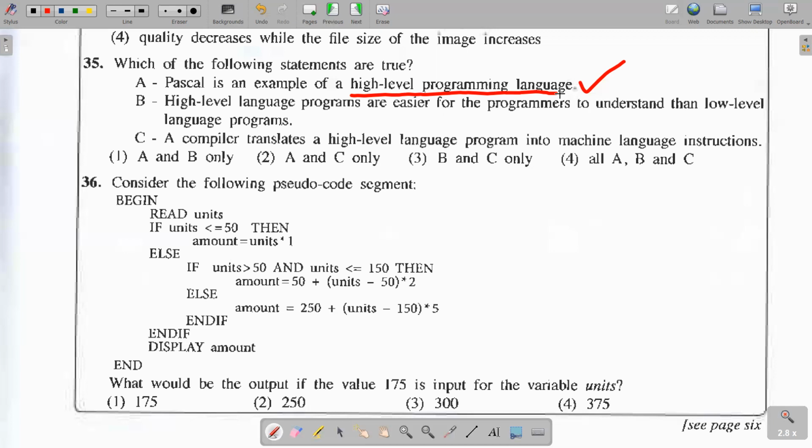High-level language programs are easier for the programmers to understand than low-level language programs, definitely, because a high-level language program is more close to a human readable form. So it is easier for the programmer to understand, right? So that's correct as well. A compiler translates a high-level language program into machine language instructions. Again, it is because a compiler is a translator. The purpose is converting a high-level language into a machine language. So everything is correct. The fourth one is going to be the answer.